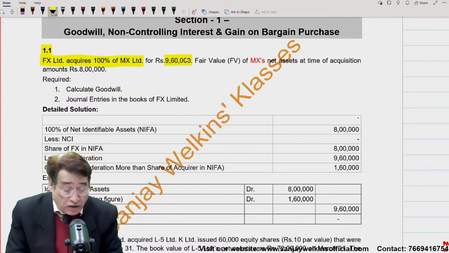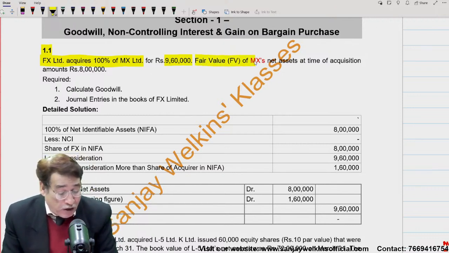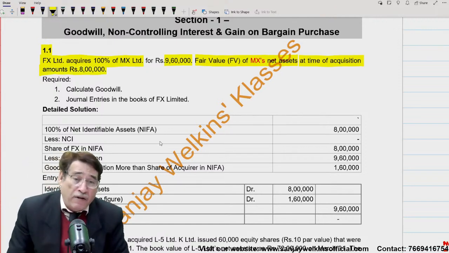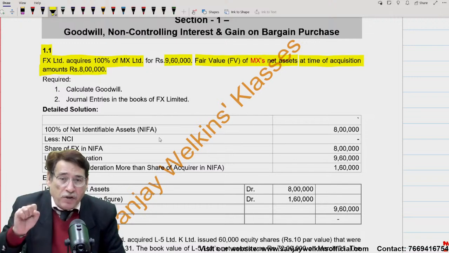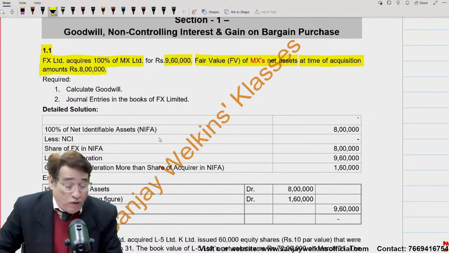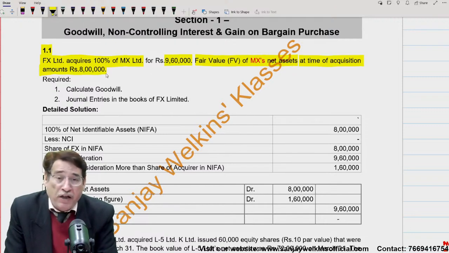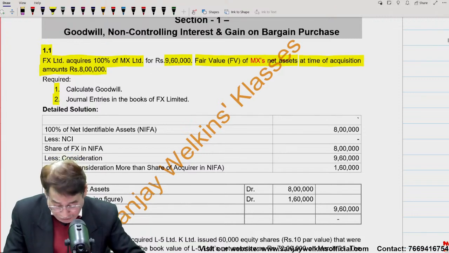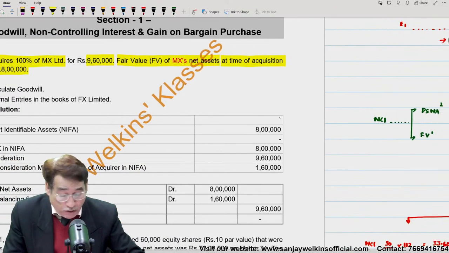In order to get 100% share, we paid 9,60,000. Further, it is given that the fair value of the acquired company MX at the time of acquisition is 8 lakh. The day on which we acquired control, the net assets of the subsidiary company were appearing at a fair value of rupees 8 lakh. As I told you, you are supposed to calculate the goodwill and pass the entries.